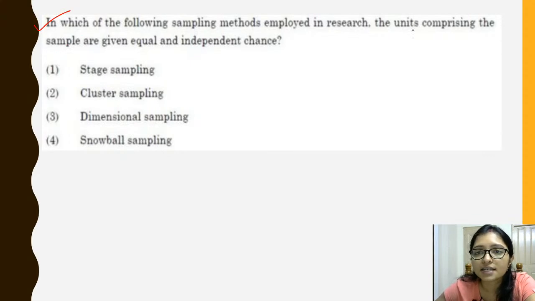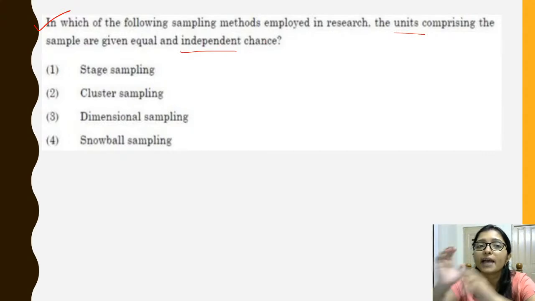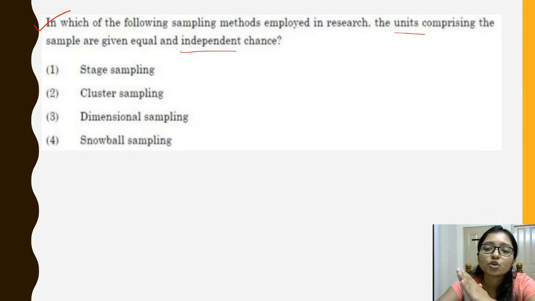If you know the answer, try to solve, then we will discuss sampling, because many questions come from sampling, and actually they are merging the concept of sampling and types of research. So questions ask in which research which type of sampling is used. That's why before going to types of research, we have to understand sampling. So try to solve it.